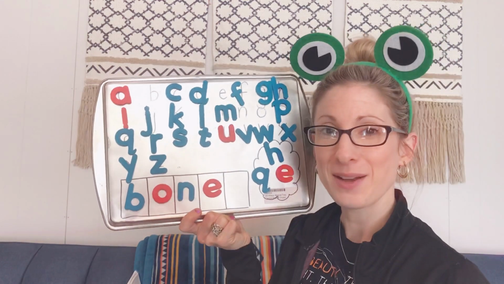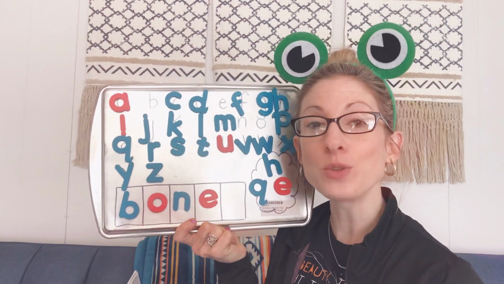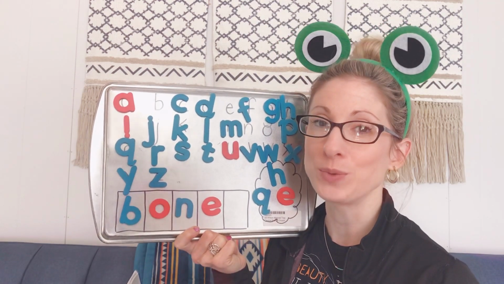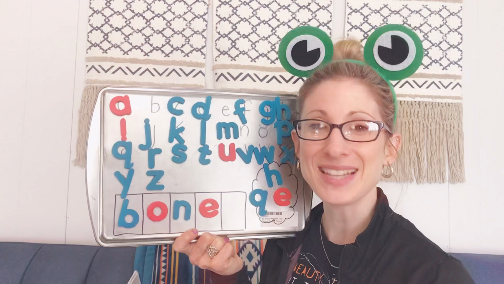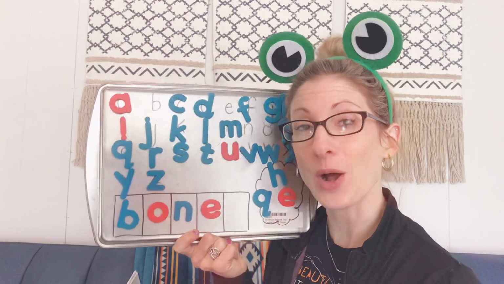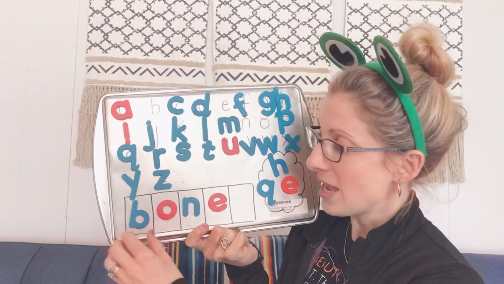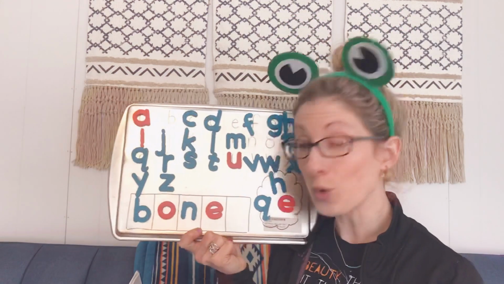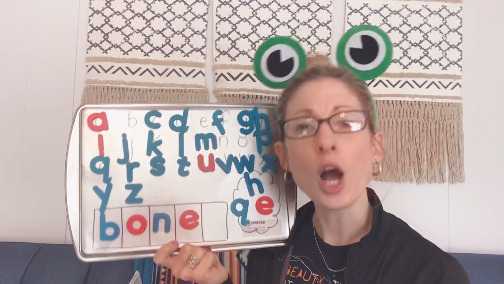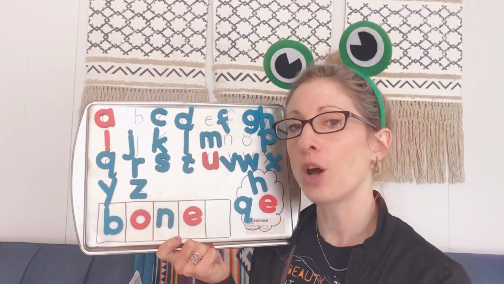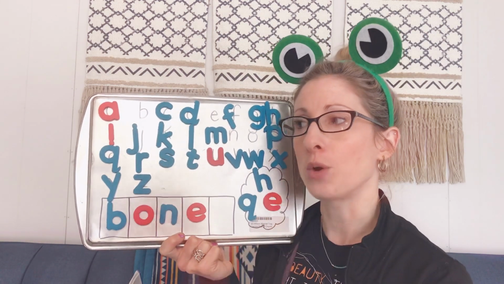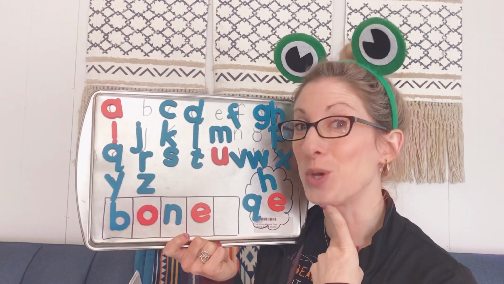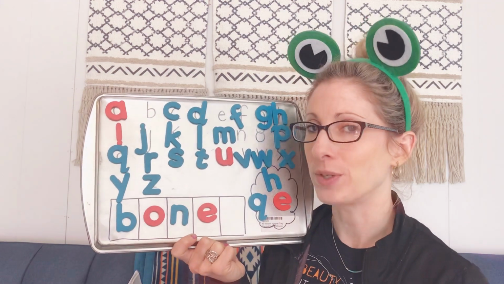B-O-N-E. Bone. I want you to build the word bone, and then I want you to write the word bone. Then we're going to put it in a sentence. You can press pause. Now we've made it. Now we need to break it. Our new word now is tone. So we had cone, bone, tone. Which letter do I need to move to make tone?